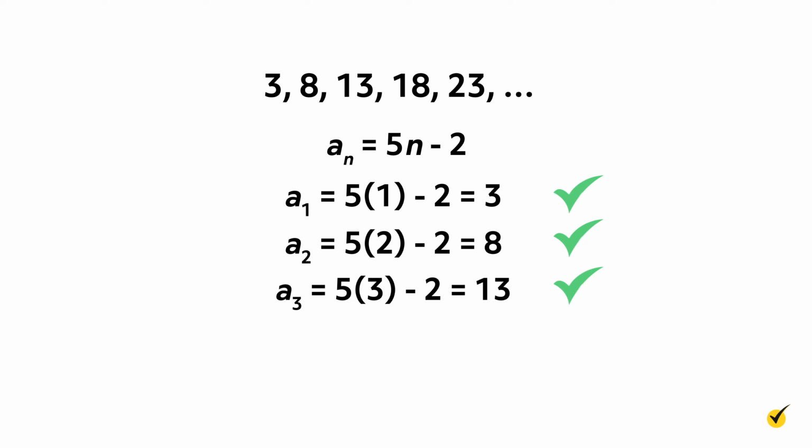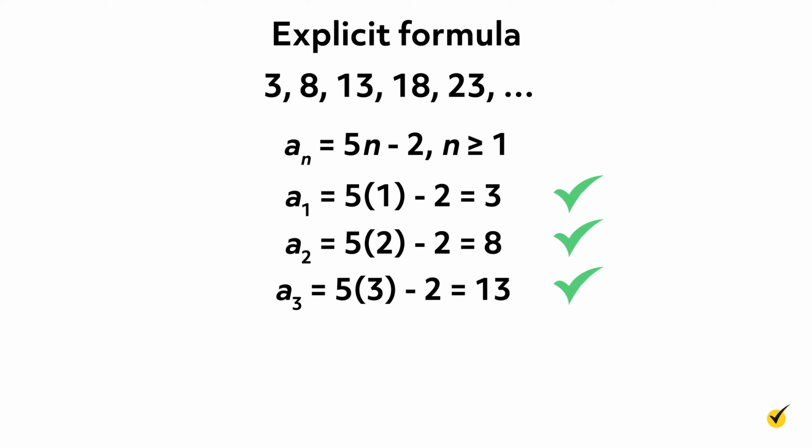This type of formula for a sequence where each term is written in terms of n is called an explicit formula. Like with recursive formulas, though, we need to include the values of n for which the formula applies. In this case, our formula works for values of n greater than or equal to 1. While recursive and explicit formulas are both useful in math, it is more common to use explicit formulas because you can find any term you want without having to first find all the terms before it.